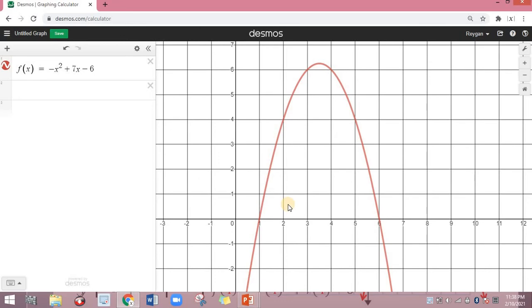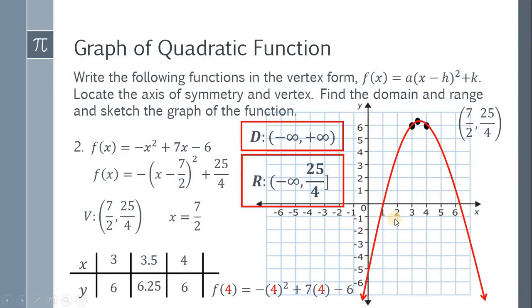Okay? So, let's move on to the last example. Example number 3.